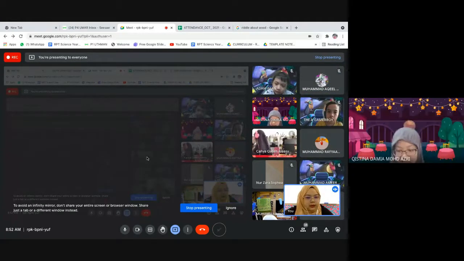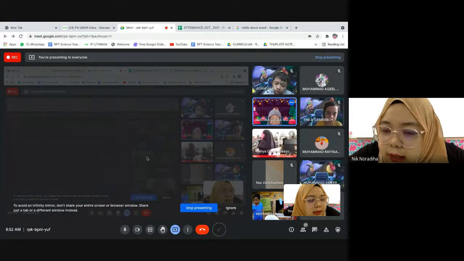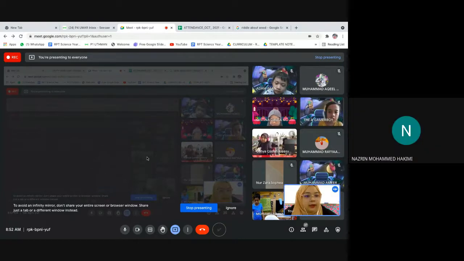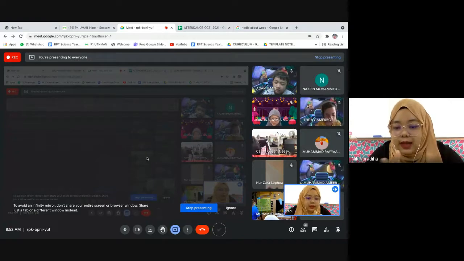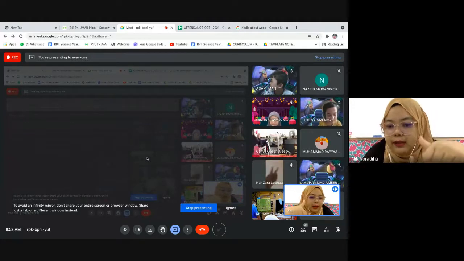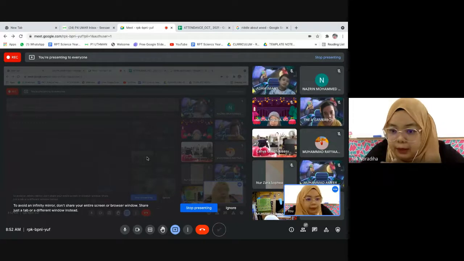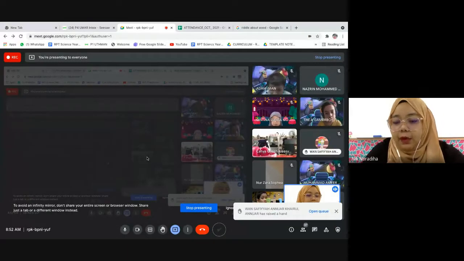Tin. Your answer? Key. K-E-Y. Iron key. So, thank you everyone for giving me the answer. Teacher asked you just now the type of metal that we have. Some of you gave me the answer: aluminium, iron, copper. Those are good answers because I'm asking you the type of metal that we have.